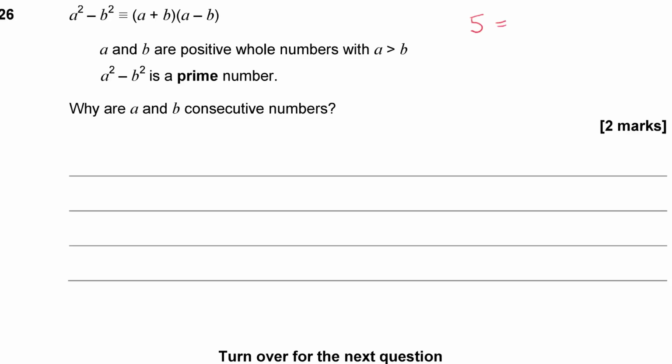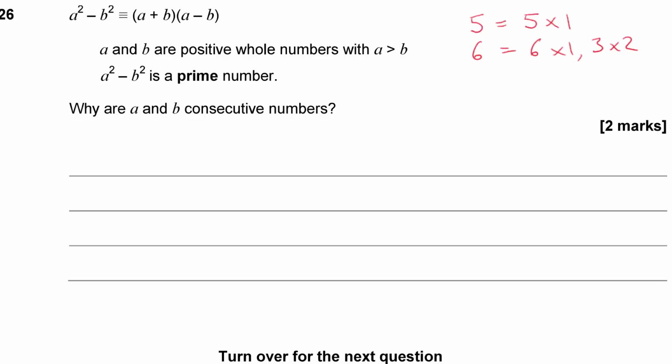Now, if I've got a prime number like 5, I can express 5 as a product of two numbers only by multiplying 5 and 1 together, can't I? Because 5 times 1 is 5, and there are no other factor pairs for 5, which is why 5 is a prime. But a number like 6, I can write as 6 times 1, but I can also write it as 3 times 2.